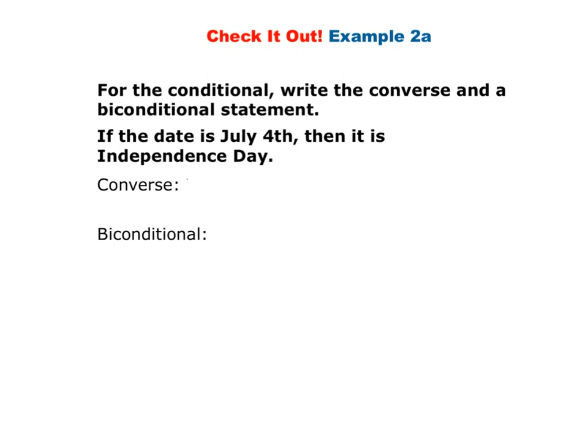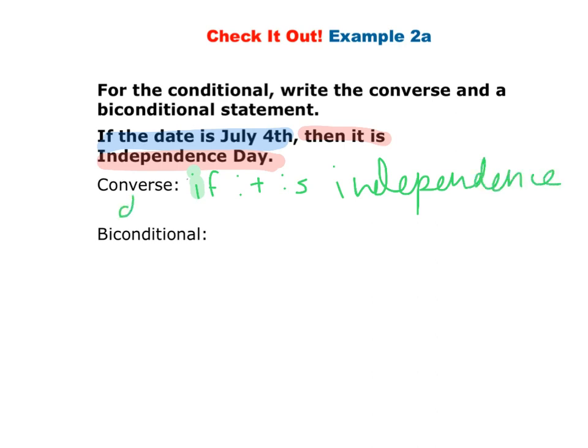For the conditional, write the converse and biconditional statement. If the date is July 4th, then it is Independence Day. So we have our P, if the date is July 4th, then it is Independence Day. So our converse would be the flip. If Q, then P. So we'd write if it is Independence Day, then it is July 4th.